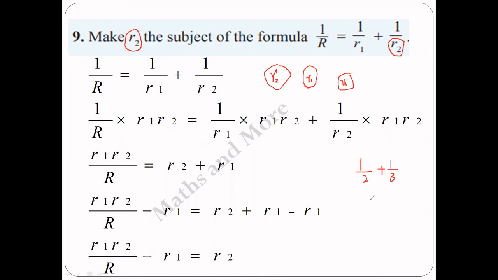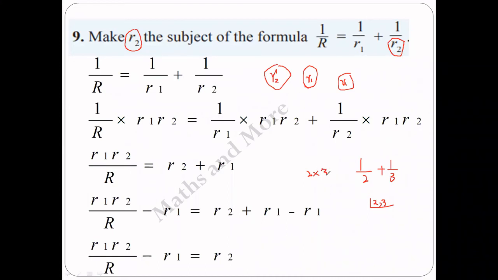If you divide 2 and 3 and check, you will notice that the LCM is 2 into 3, 6. The same way, 2 into 3 is the LCM. You know, 2 into 3 is the LCM.